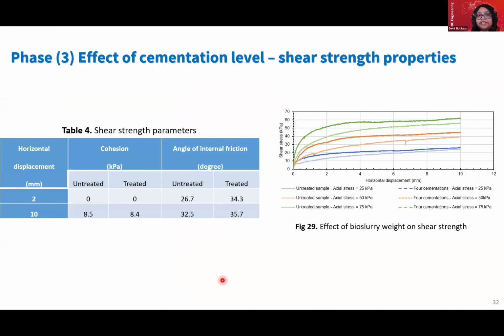When we looked into the shear strength parameters, we saw that the untreated sample and the treated sample have significant differences in the values. Starting with a 2 millimeter displacement, we have this parameter over here, the angle of internal friction, which is the most important one, then the intercept, the C prime value. We saw an increase in those parameters, which is a positive sign for this treatment that we applied on this soil.